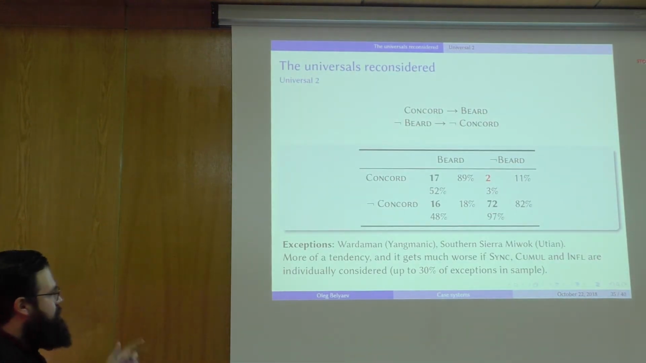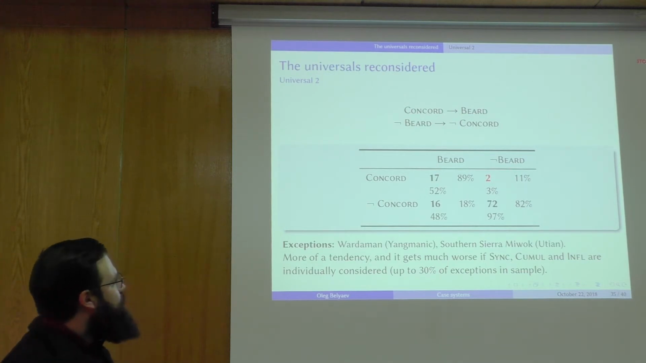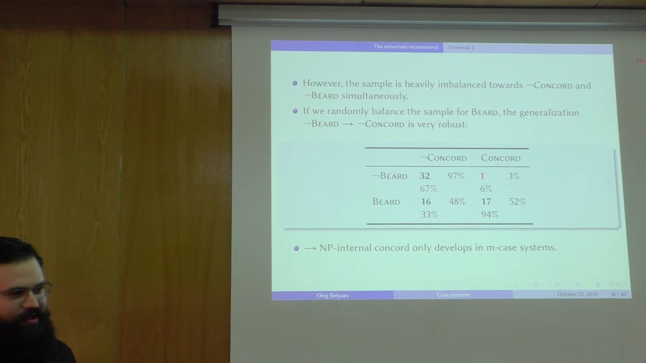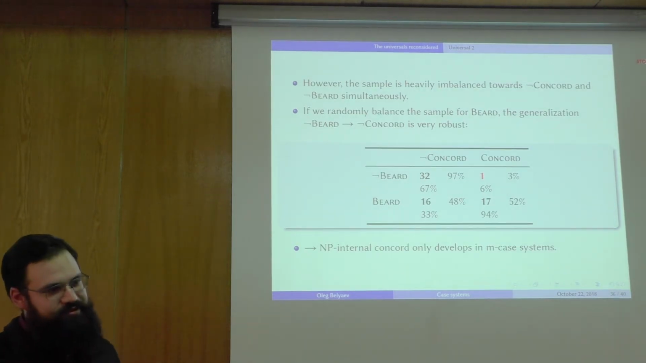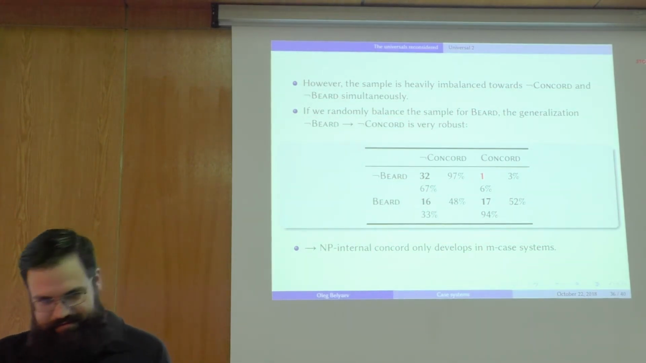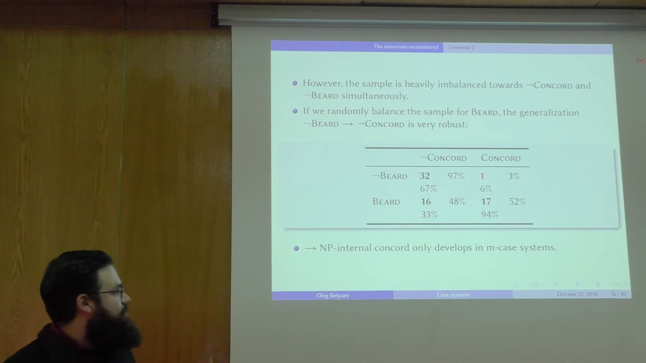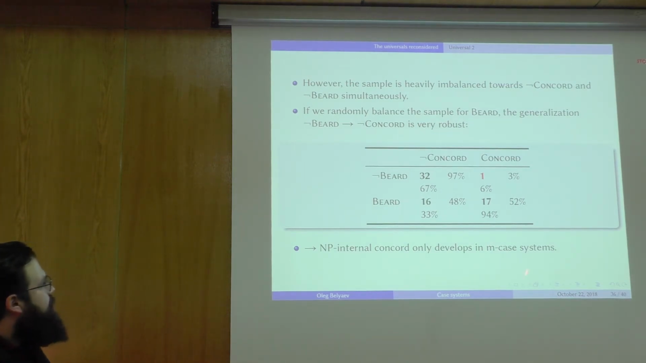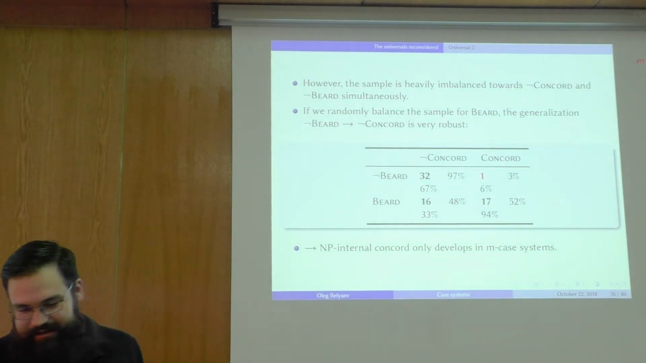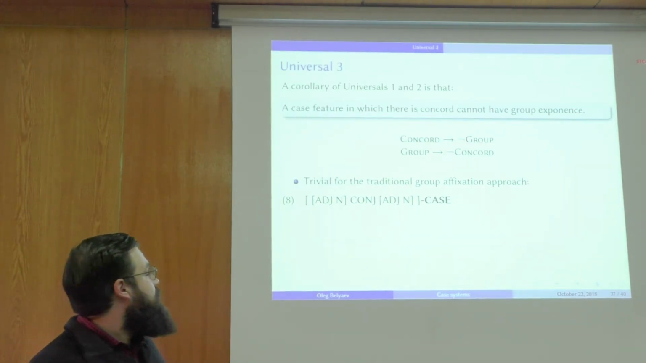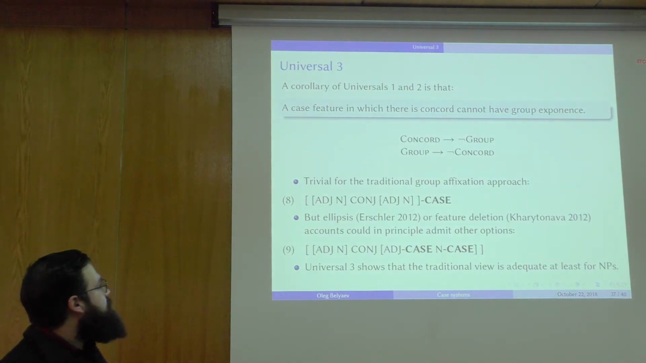The second universal has one less exception. It's not very robust, but if we balance the sample for the Beard criterion, if we make it so that the number of languages which conform to the Beard criterion and those which do not is the same, if we remove randomly those languages which are not Beard, then we have actually a much better situation. So it seems that there is a tendency that if a language does not conform to Beard's criterion, it cannot have concord. So in order to have concord in a noun phrase, the paradigm must have a degree of complexity as defined in this definition. This I will skip. This is a trivial step.